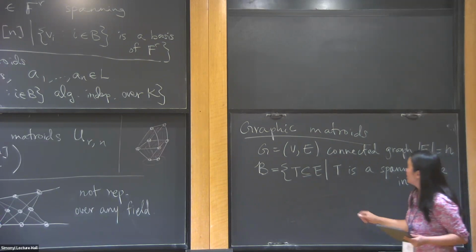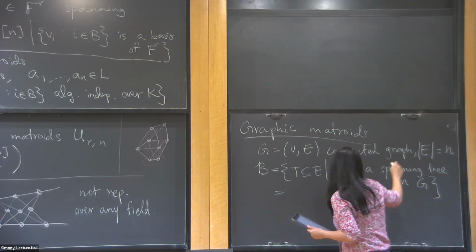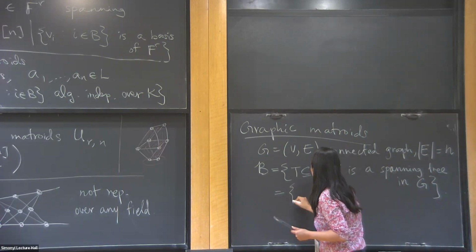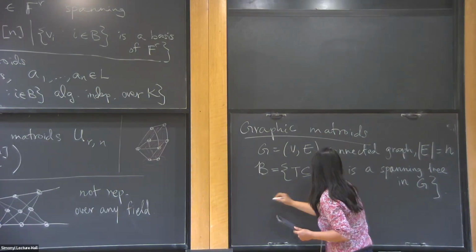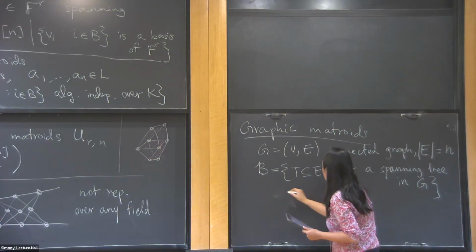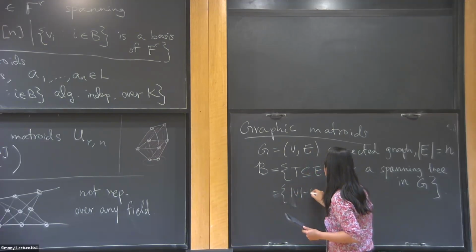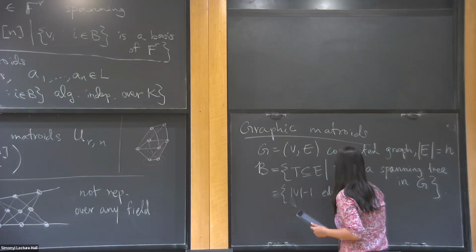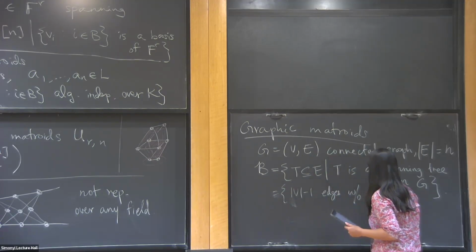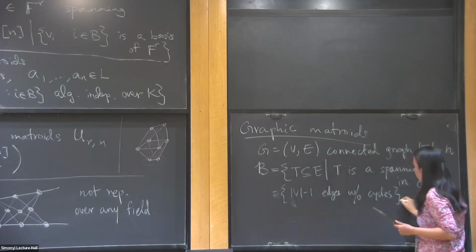So in other words, this is the same as the number of vertices minus 1 edges without cycles, that do not contain cycles.